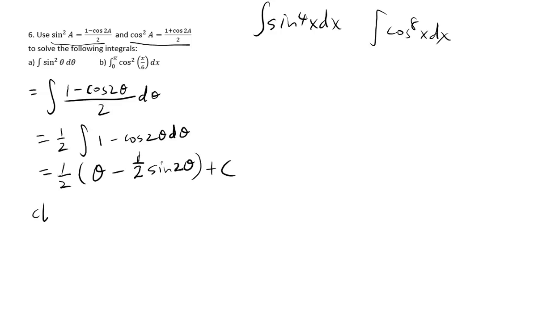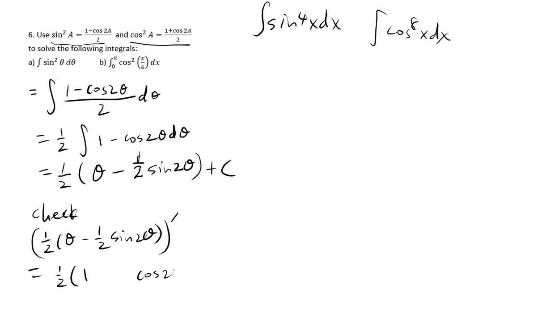Now to check, how do you check your result? Well, if you take the derivative, you should get what you started with, right? So if you differentiate, that's 1/2. When you differentiate theta, that's 1. When you differentiate sine 2 theta, it's cosine 2 theta, but when you bring the 2 out and differentiate, you get 2. And when 1/2 and 2 cancel, you get exactly what you started with. And that's why we know that this is correct.